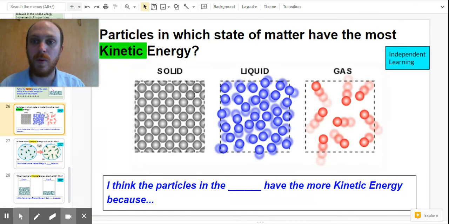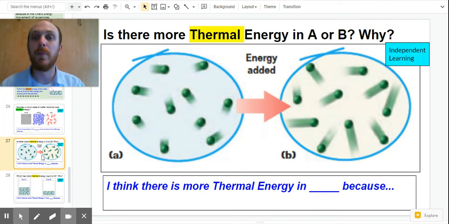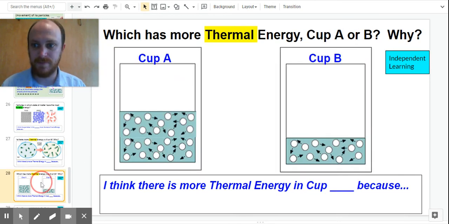So in which state of matter, particles in which state of matter have the most kinetic energy? I wrote this. You'd think I should be able to read it. Solid, liquid, or gas. Which particles have the most kinetic energy? You're going to write the word in here. I think the particles in the blank have the most kinetic energy because why? Is there more thermal energy in A or B? Why? I think there's more thermal energy in blank because.